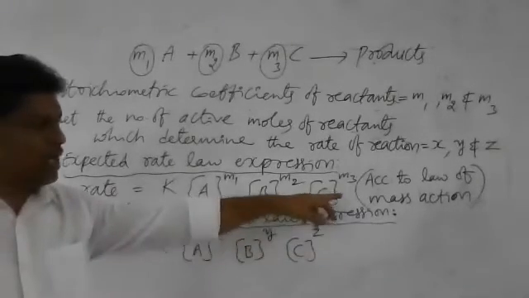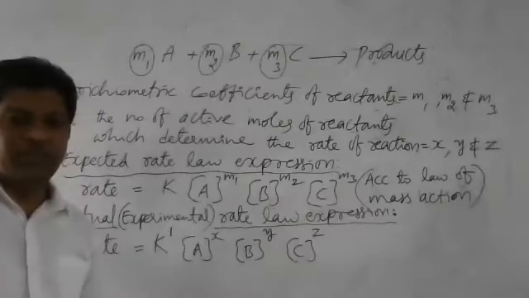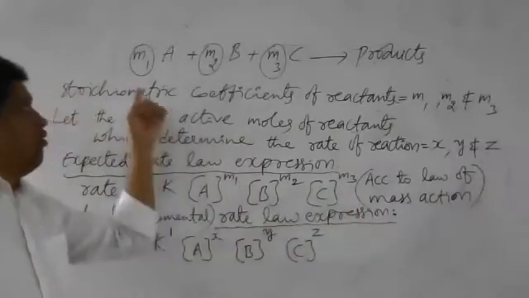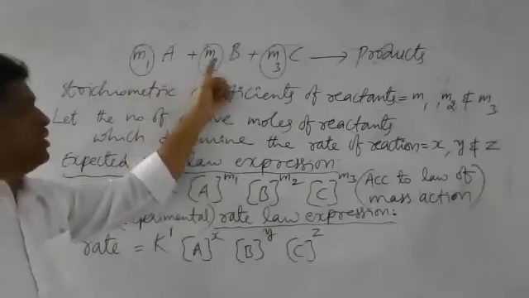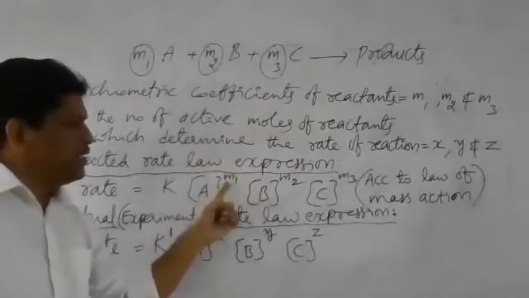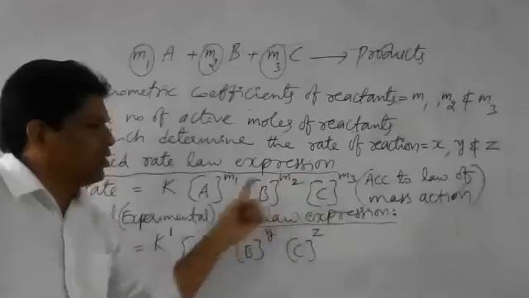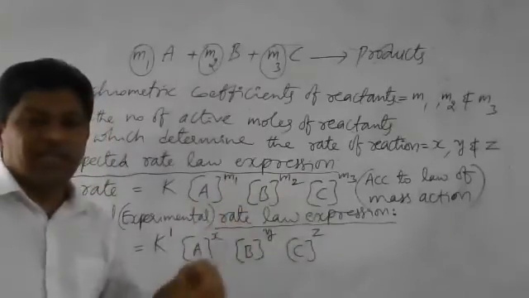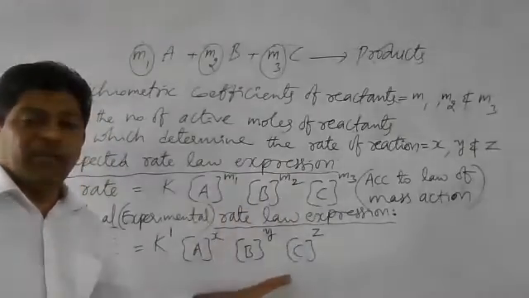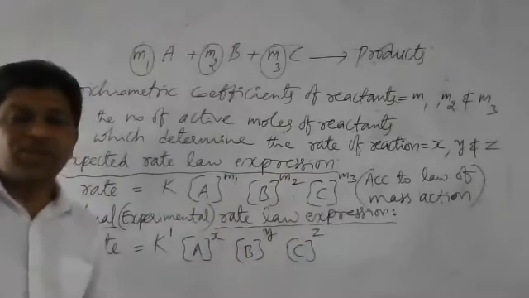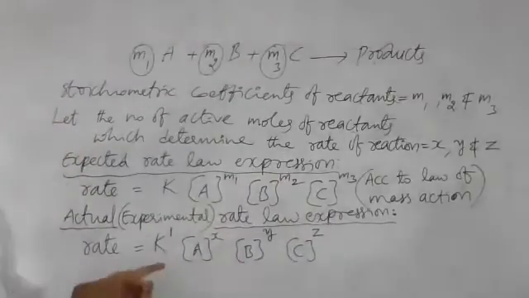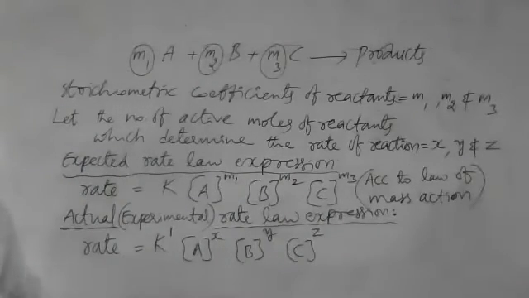Is it following the law of mass action? According to the law of mass action, whatever the number of moles of A, B, C appearing in the balanced equation, those only will be the powers of the concentrations of A, B, C. But is this equation following the law of mass action? No, it is not following the law of mass action. The actual rate law expression does not follow the law of mass action.